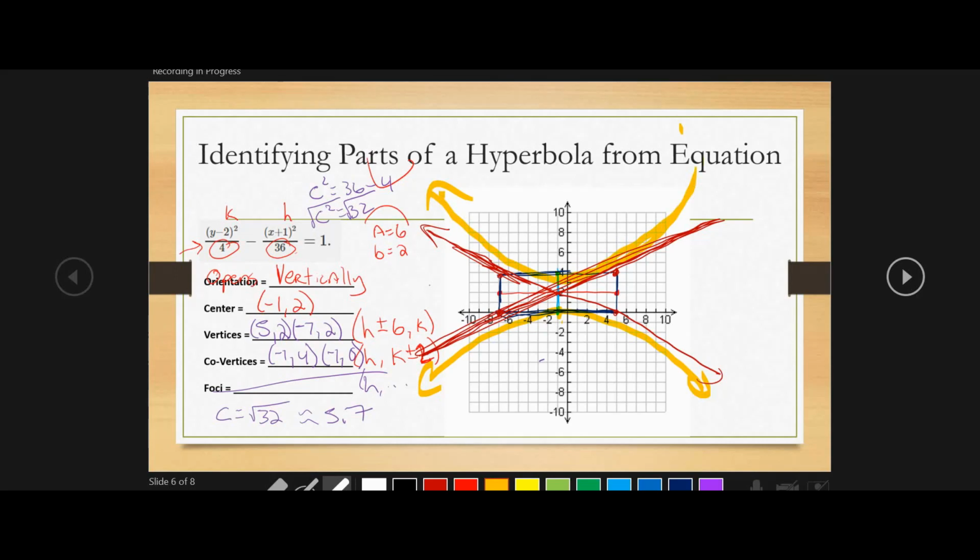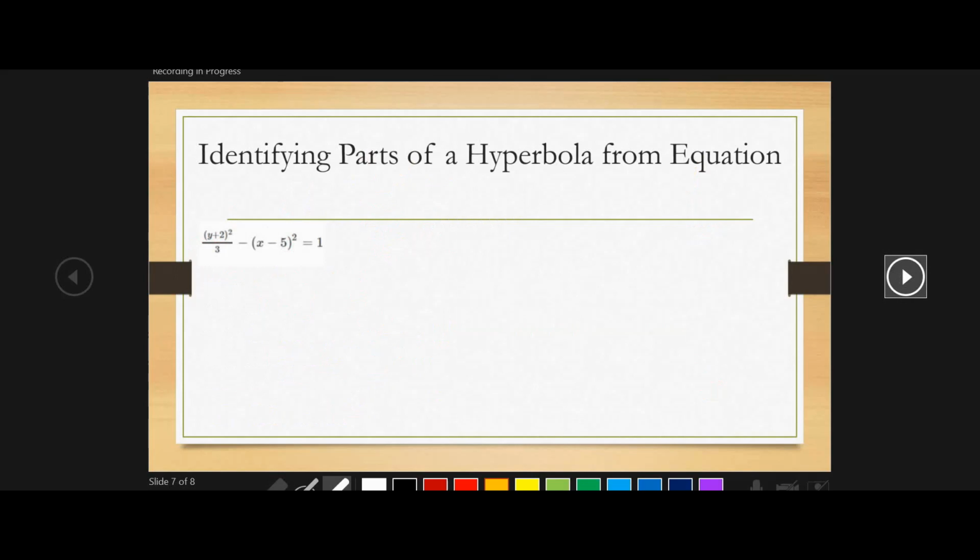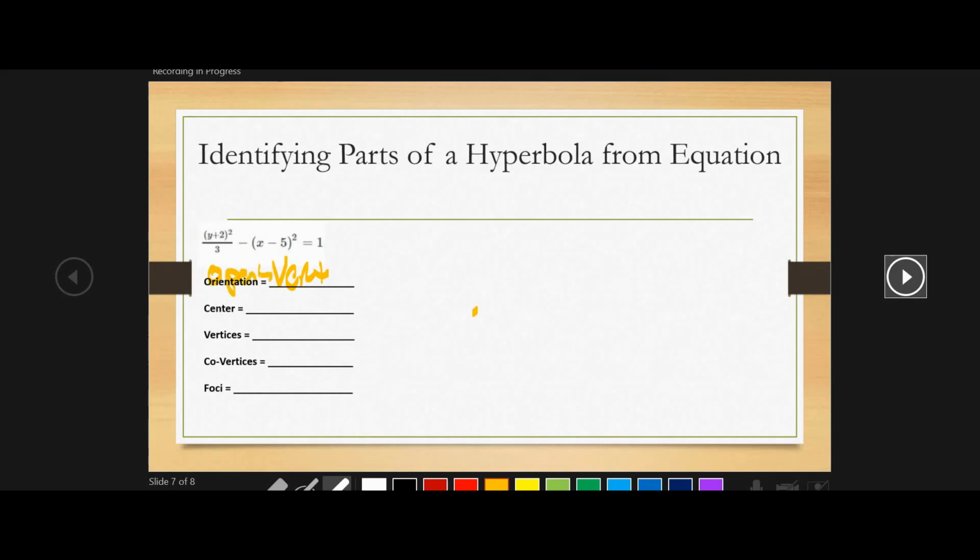All right. Any questions? All right, next. One more. Now, this is one of the ones from the graph, from the table. So this is going to have vertical orientation, not orientation, but opens. The center for this one is going to be 5, -2.